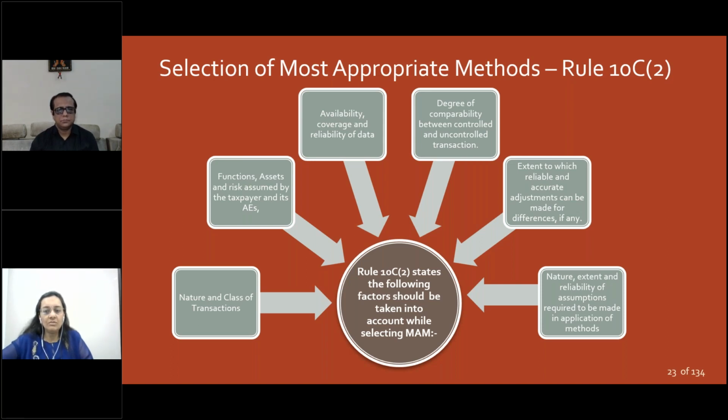And the nature and extent of reliability of assumptions required for the application of a method. For example, when you have to make an adjustment with regard to capacity utilization. Earlier, the statutory balance sheets used to have the full detail of what is the license capacity, what is the installed capacity, what is the actual utilized capacity. So you could get capacity utilization data from various annual reports. Now that requirement has been dispensed with by the accounting standards, so you don't need that in the notes to accounts anymore.